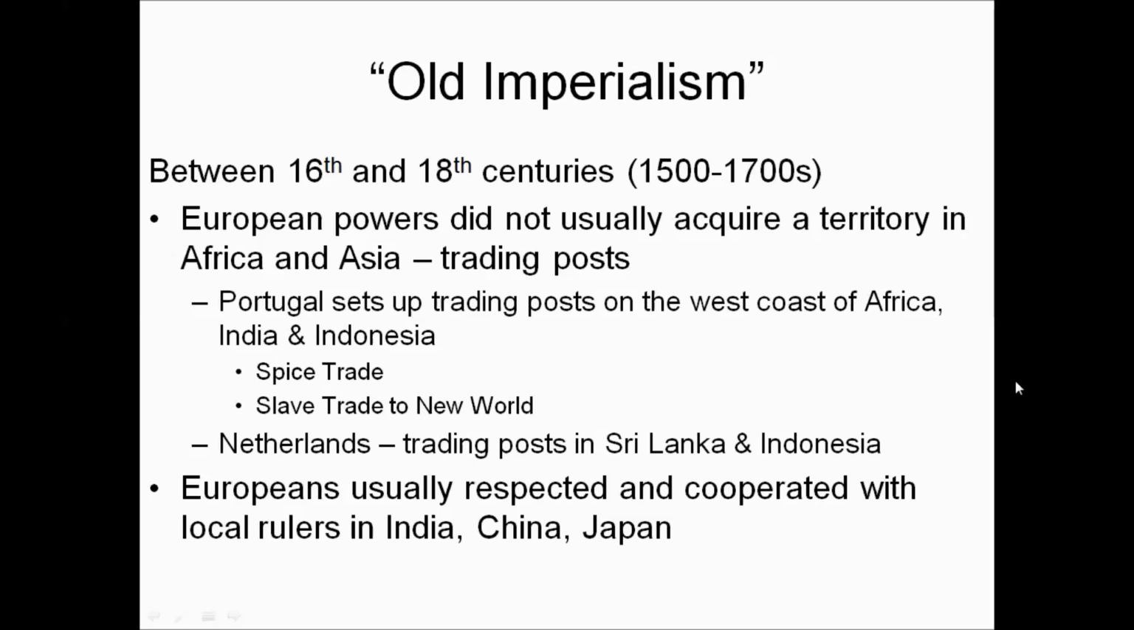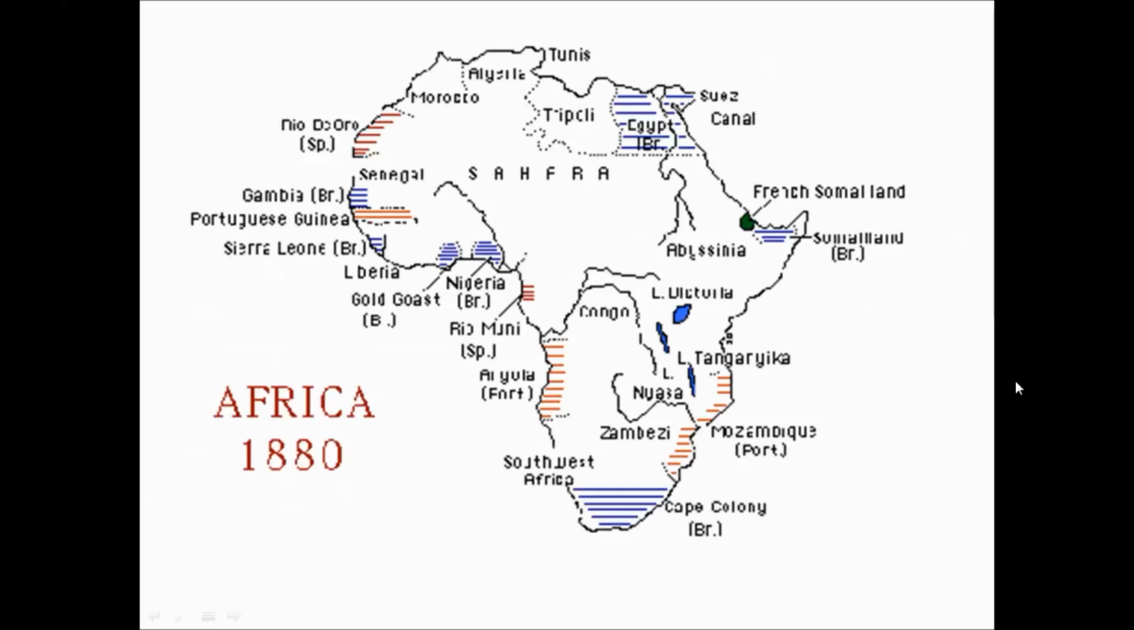So here's a map of Africa in 1880, prior to new imperialism beginning. For the most part, you can see where Portugal and Britain have set up trading posts. You can also see that, at this point, they haven't gone into the center of places like Africa. The exception is Egypt, up near the Suez Canal, because of its importance in trade, and we'll talk about that as an exception.